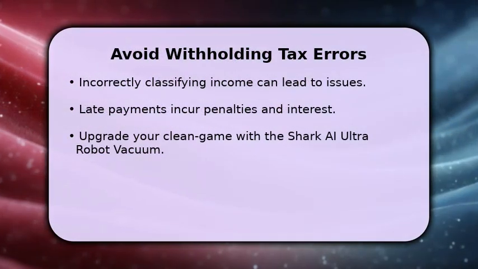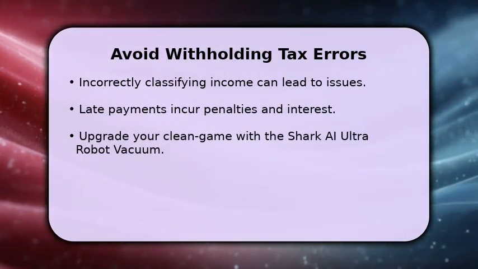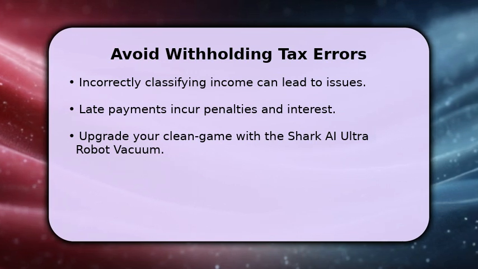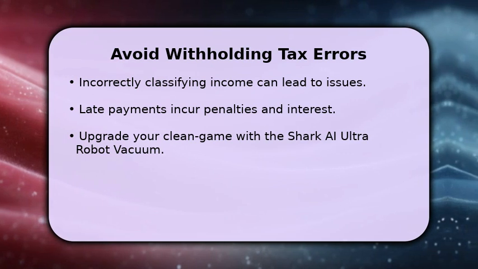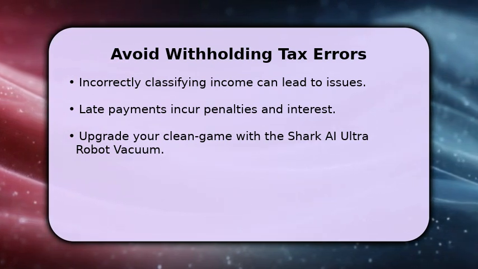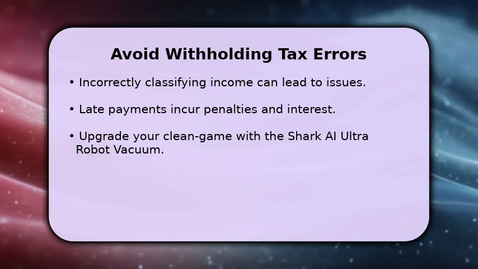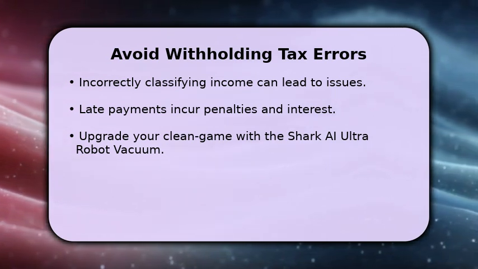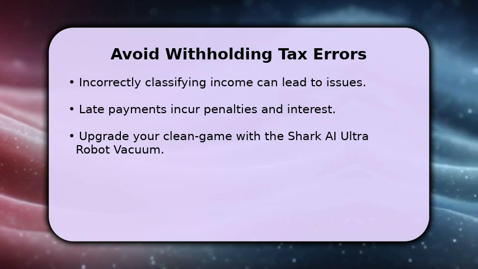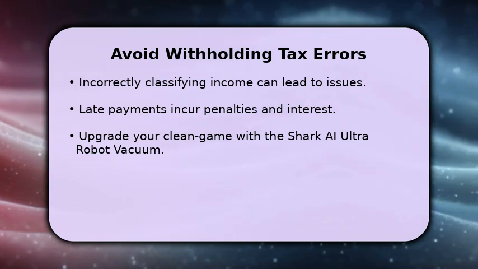Avoiding common mistakes is key to smooth withholding tax compliance. One frequent error is incorrectly classifying income, which can lead to underdeduction or overdeduction. Another significant pitfall is late payment, which invariably results in penalties and interest charges from KRA. Always verify the applicable rates and ensure timely remittance.